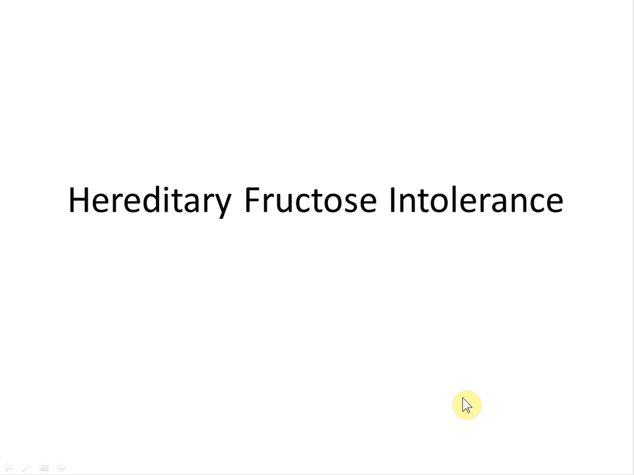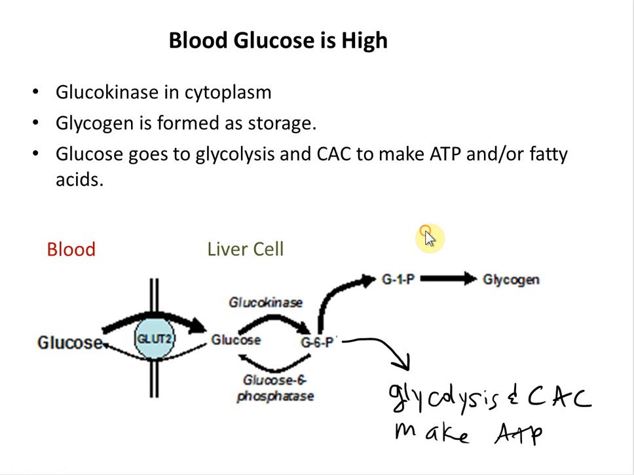Okay, so we have learned about what happens normally with glucose and fructose when they are metabolized in the liver. And now we want to talk about what happens when things go wrong, like they do in hereditary fructose intolerance. Okay, but first I do just want to quickly recap what we've learned so far.